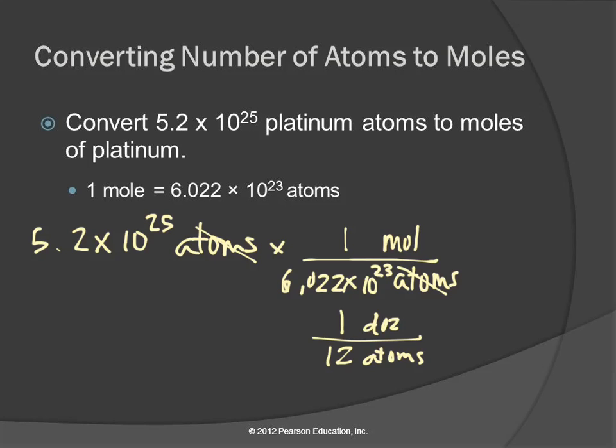5.2 EE25 divided by 6.022 EE23 equals, and we get 86.4. Isn't that the number I got for the eggs? That's weird. It would be 86, yes. 5.2 has 2 sig figs, and so it should be 86 moles.